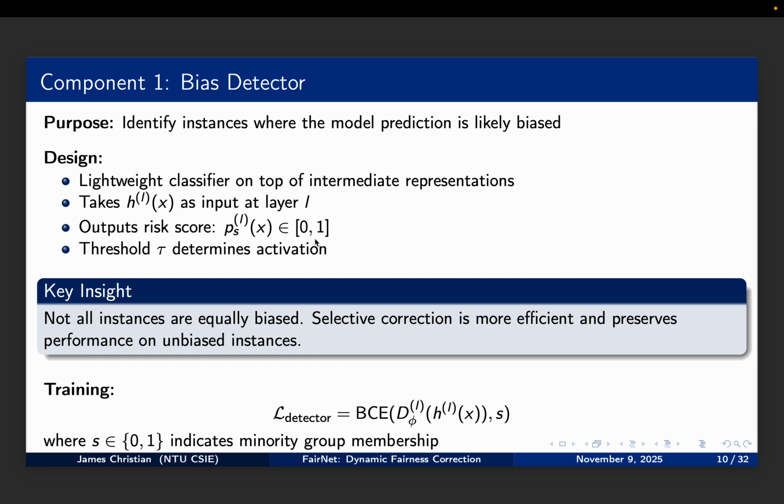The training loss is binary cross entropy of D superscript I of h superscript I of x and s, where s is in 0 or 1 and indicates whether the instance is from the minority group.